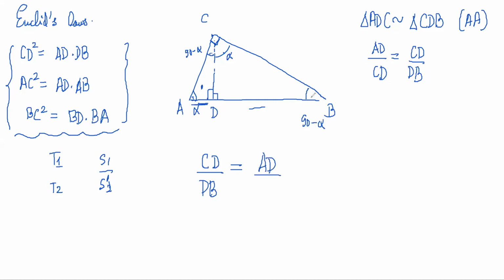What is the side opposite to 90 minus alpha in this? This is CD. So you get CD square is equal to AD into DB.